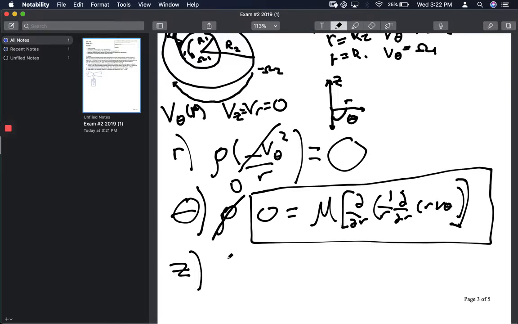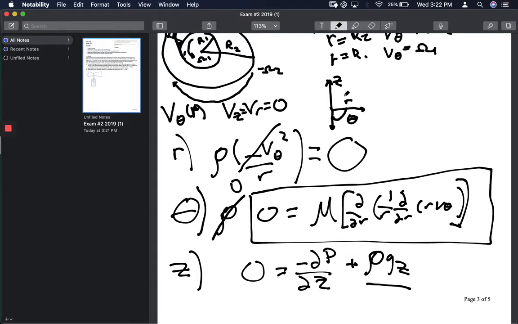All right, the last direction that we're going to want to look at is the z direction. And as we cancel out all of those, what we end up being left with is this right here. 0 is equal to negative dp over dz plus rho gz. So this is just the gravity component, and we know that the gravity component is in the z direction, so this lines up that this is here.